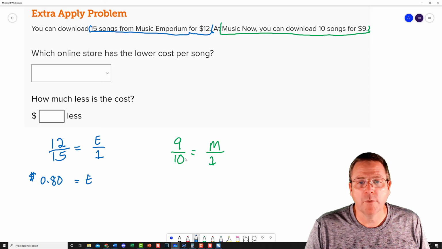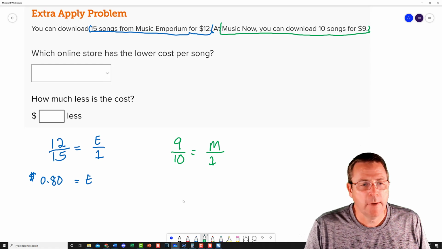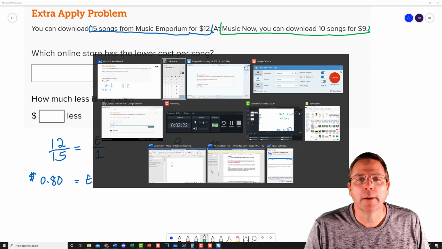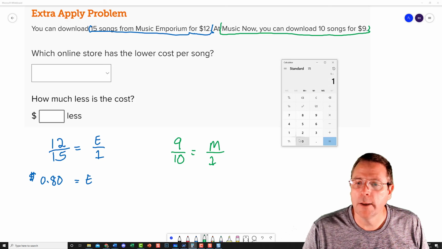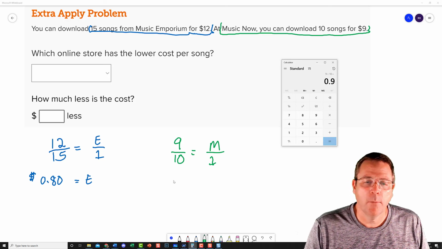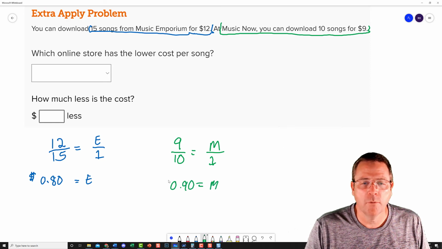Next one, for Music Now, you would have had to divide top and bottom by 10. So when I did that one, that means I would have had 9 divided by 10 to get to it. And when I did that, I would have gotten 0.90 for Music Now.